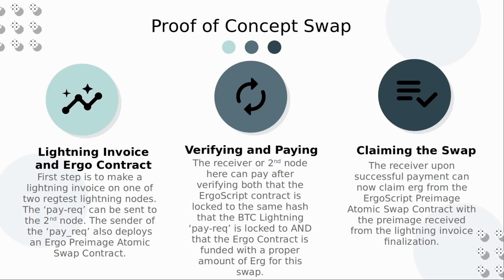Once verifying this, and also the amount of funds expected in the invoice and the funds in the contract, they can decide to pay the invoice, at which point they will receive the preimage that is locking up the Ergo. So they can then claim the Ergo after receiving the preimage.